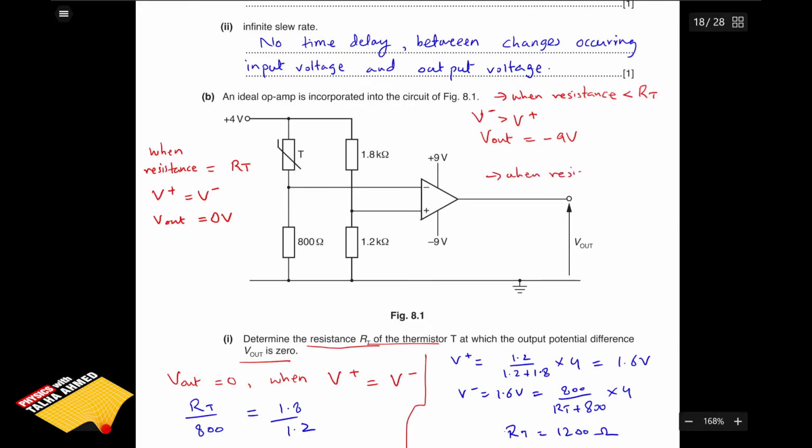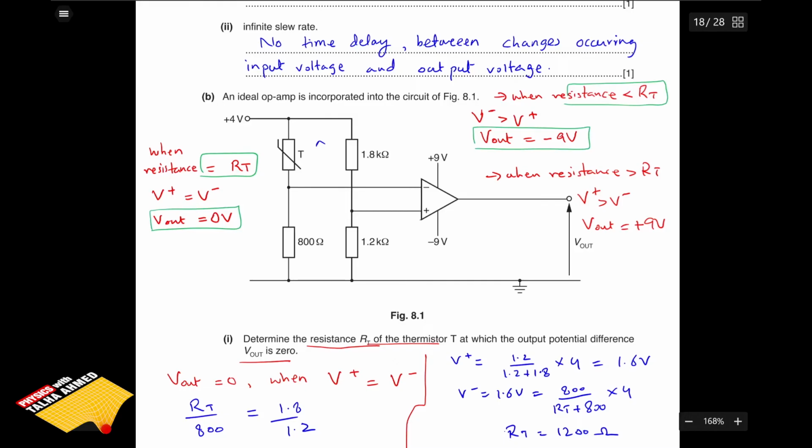Now, what happens when the resistance of the thermistor becomes greater than the value that was in the previous part, the value RT? When that value is larger, the value of V plus, which is the non-inverting input, becomes greater than the value of V minus, which is the inverting input. And in that condition, as already discussed, the output is going to be positive 9 volts. So now we have all our conditions. We can see that at the resistance RT, the output is going to be 0 volts. At the condition when the resistance is less than RT, the output value is going to be minus 9 volts.